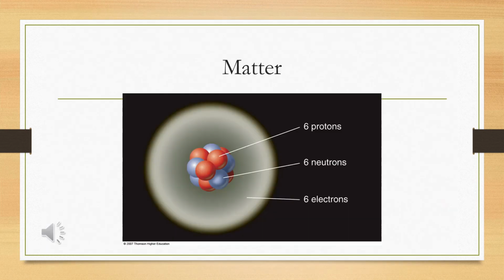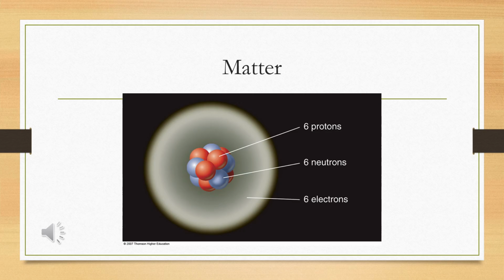Next, we're going to talk very briefly about matter. This is something you guys have had over and over and over again. So matter is anything that has mass and takes up space. It is made up of atoms. Atoms have subatomic particles: protons, which have a positive charge, neutrons, which are neutral, and electrons, which have a negative charge. The protons and neutrons are found in the nucleus of the atom, and the electrons are in the electron cloud.